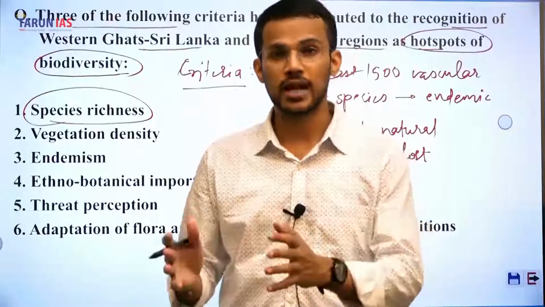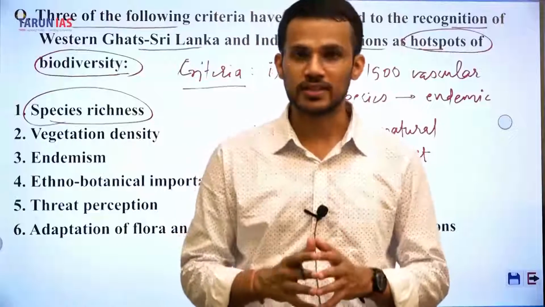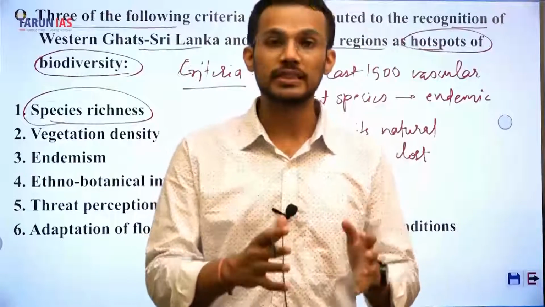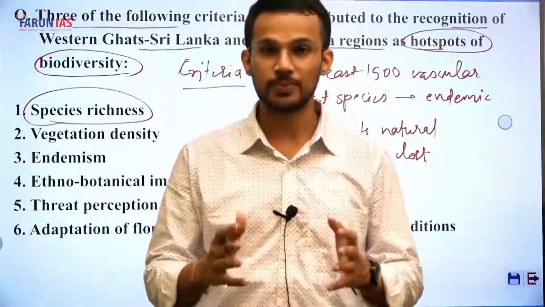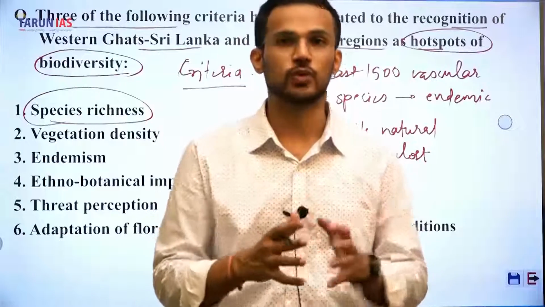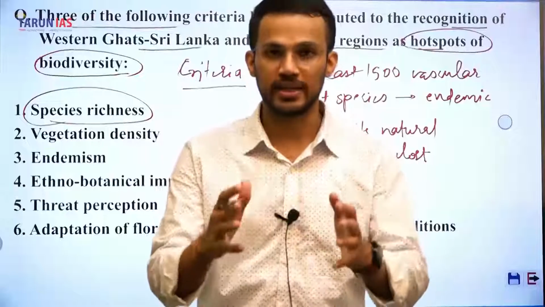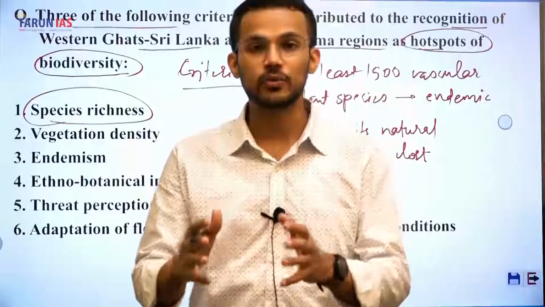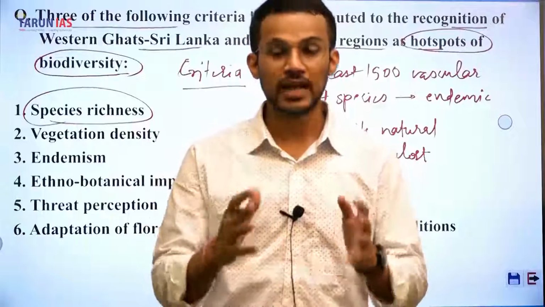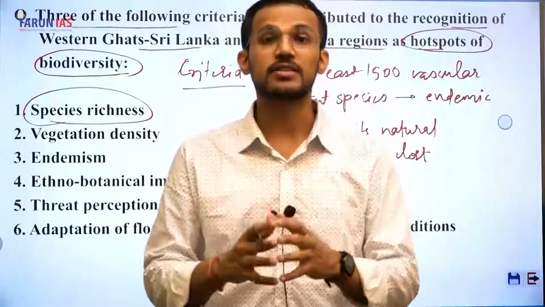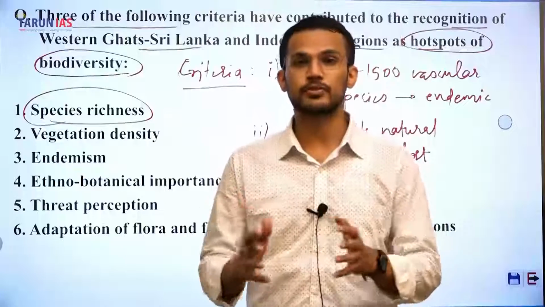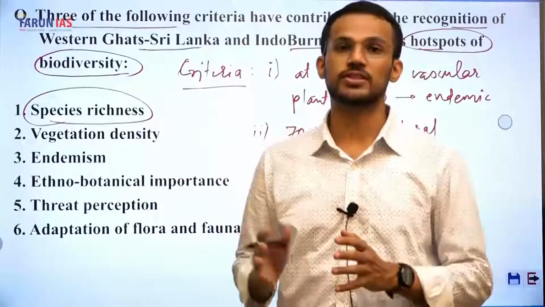But on the other hand, species evenness focuses on the relative number of these 10 species. That means how many individuals of species A, how many individuals of species B, and so on. That gives us species evenness. Right? So that is the difference between species richness and species evenness.